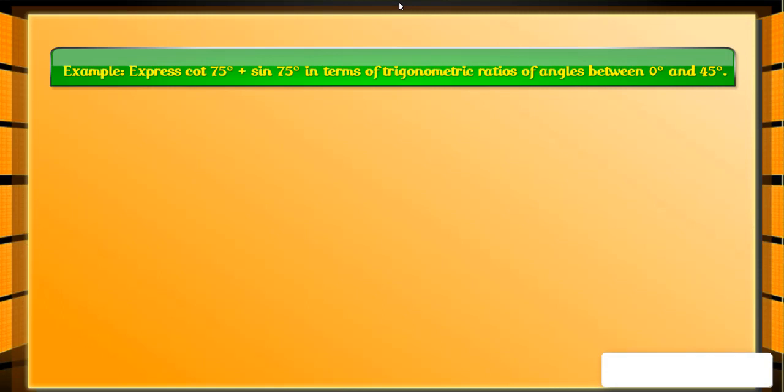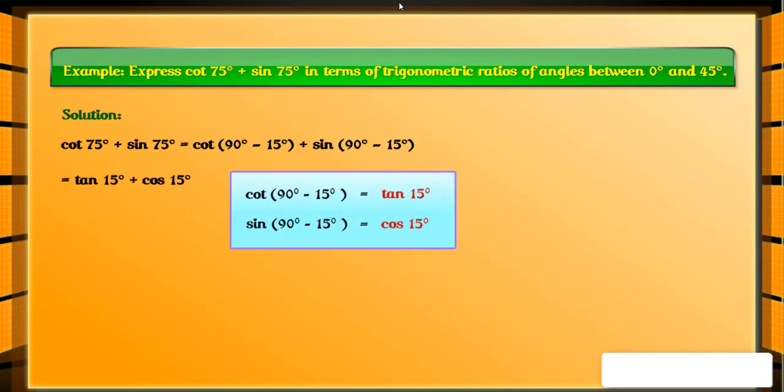Let us do one more example. Express cot 75 degrees plus sine 75 degrees in terms of trigonometric ratios of angles between 0 degrees and 45 degrees. Cot 75 degrees plus sine 75 degrees is equal to cot of 90 degrees minus 15 degrees plus sine of 90 degrees minus 15 degrees, which is equal to tan 15 degrees plus cos 15 degrees.